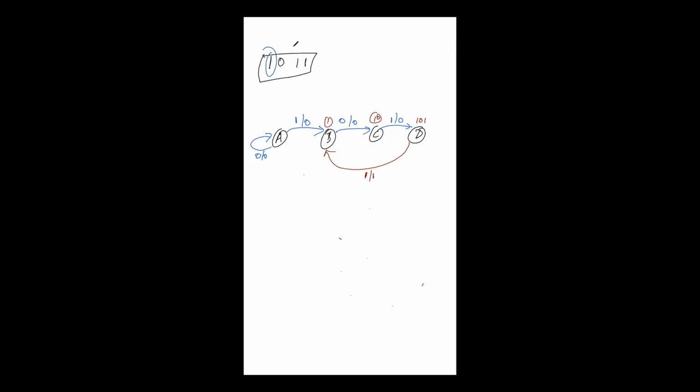Now let us consider you are at state B, that is, 1 you have got, and instead of 0 you are getting 1 again. So you can utilize this one and you will remain at state B. You are getting 1, output is 0, right? Now suppose you are at state C. State C, that means you have got 1 0, and instead of getting 1 you are getting 0.